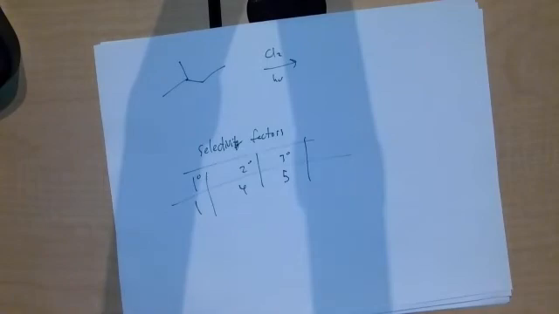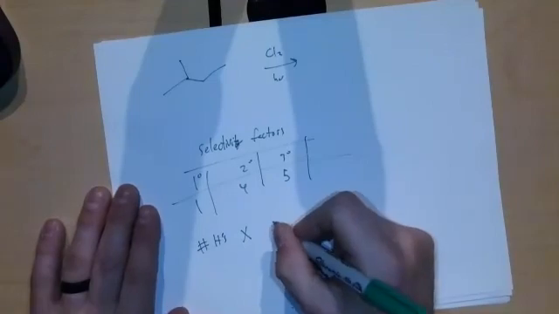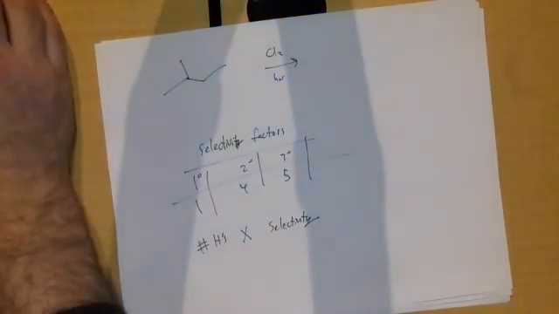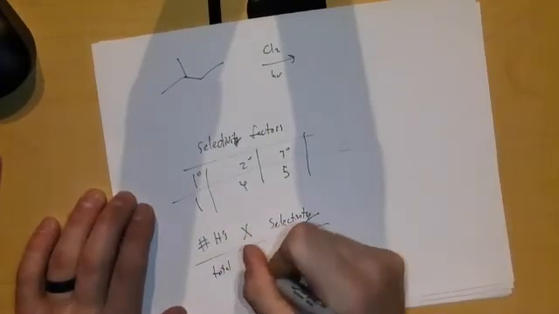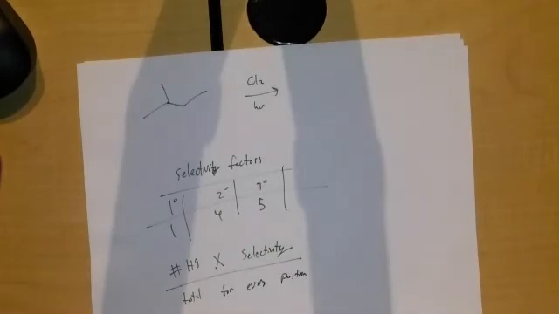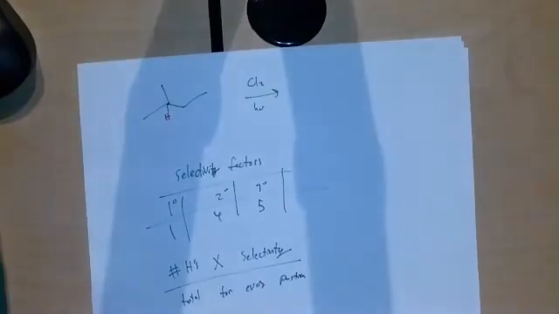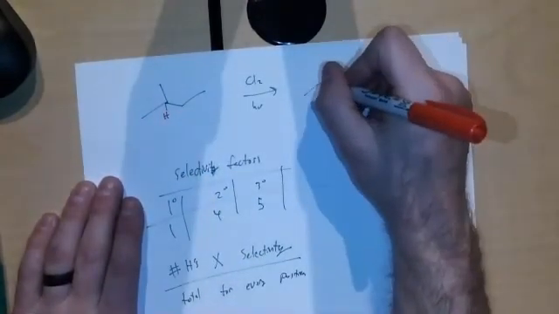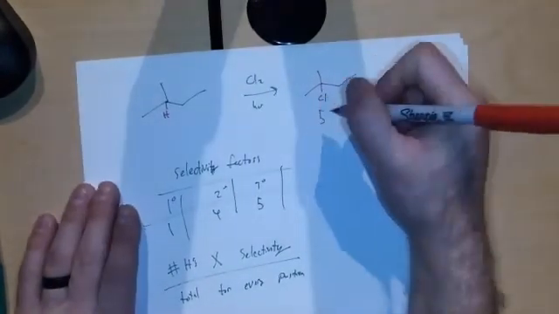So how you're going to calculate these is you're going to multiply the number of H's times its selectivity for each position and then divided by the total for every position. So taking this first one as an example, I am going to start with just this H here. So this is a tertiary carbon, which means its selectivity is 5. There is 1 hydrogen on it. So our total selectivity factor for this is going to be 5 here.